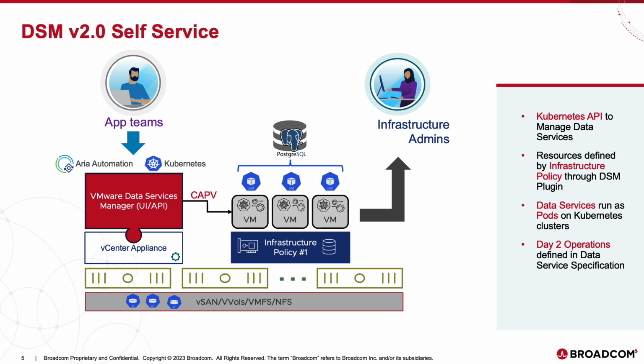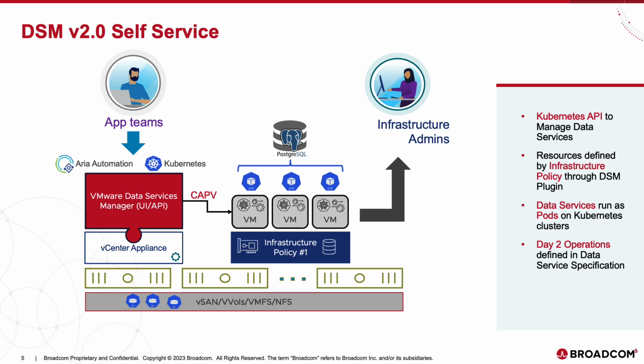Let's look at the architecture from a high level. Infrastructure admins enable a plugin within vCenter that deploys the DSM appliance VM. The DSM appliance provides a UI and Kubernetes APIs that are the interfaces for the database as a service. Admins create infrastructure policies with vCenter and assign them to DSM users. These policies define things like where the data services can be placed and what resources they consume.